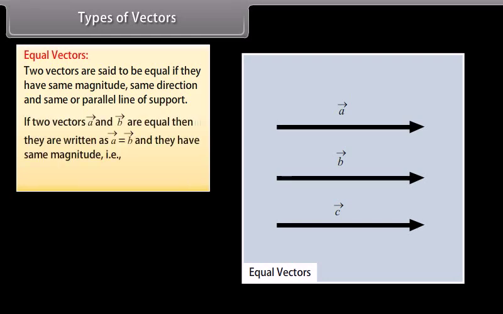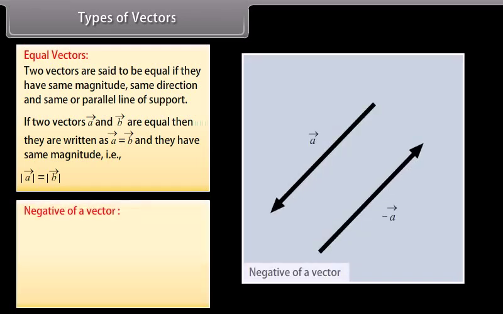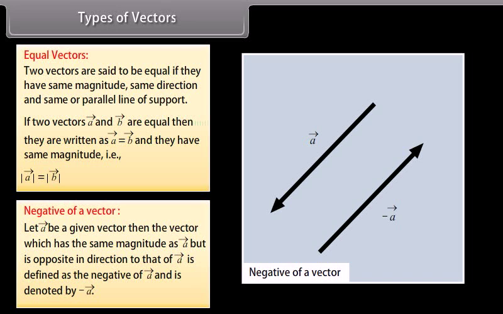If two vectors A and B are equal, then they are written as vector A equals vector B, and they have the same magnitude, that is, mod of vector A equals mod of vector B. Negative of a vector. Let vector A be a given vector, then the vector which has the same magnitude as vector A but is opposite in direction to that of vector A is defined as the negative of vector A and is denoted by minus vector A.